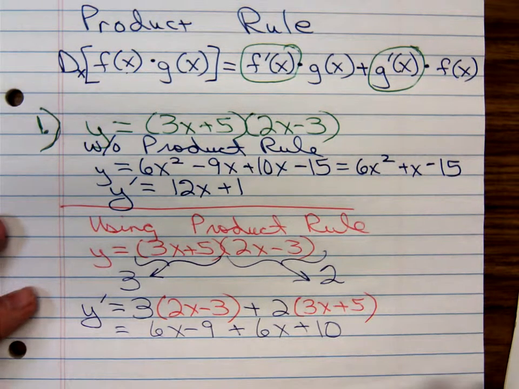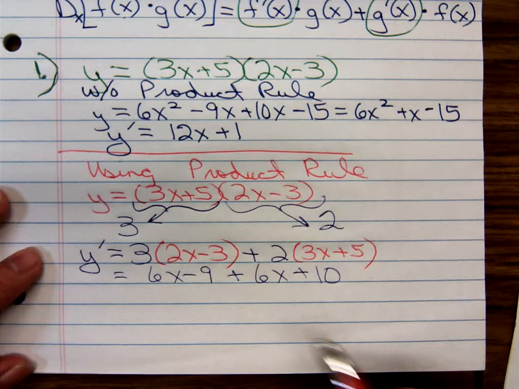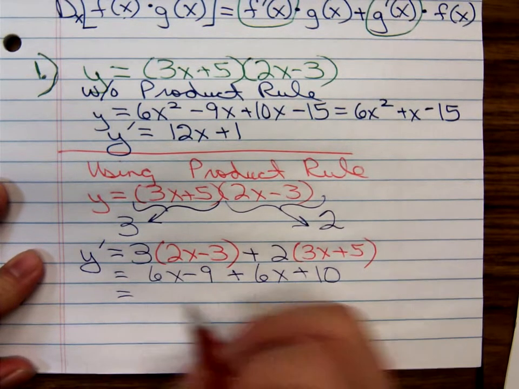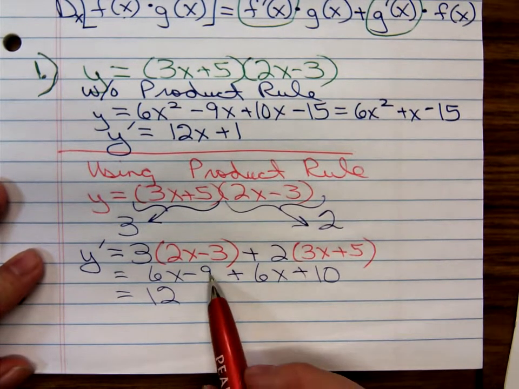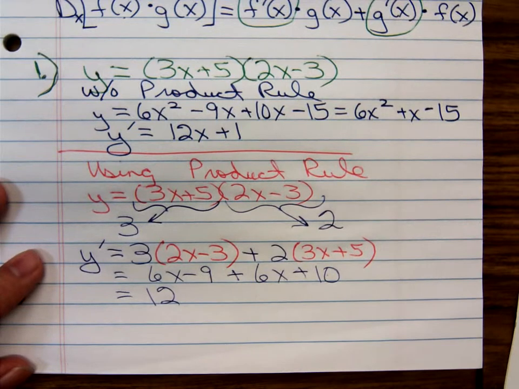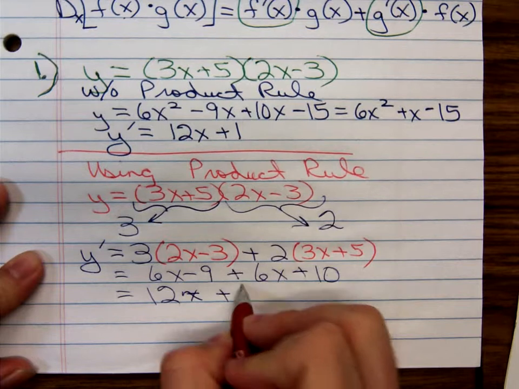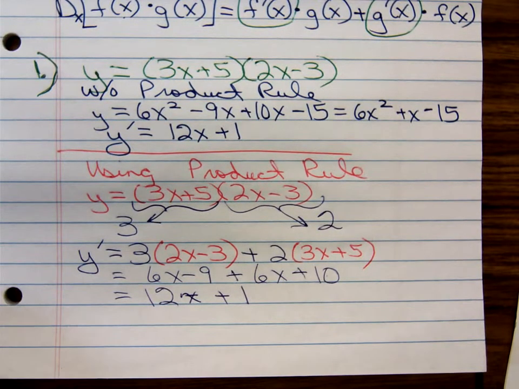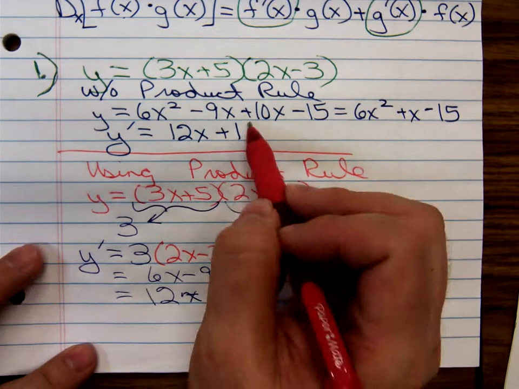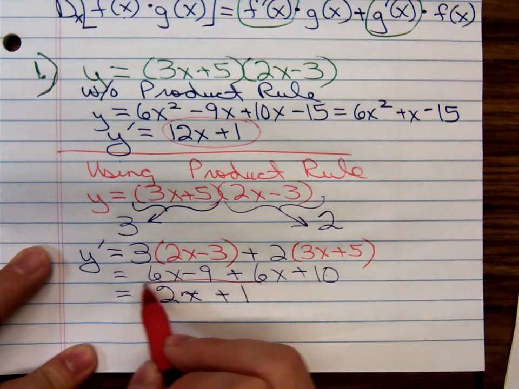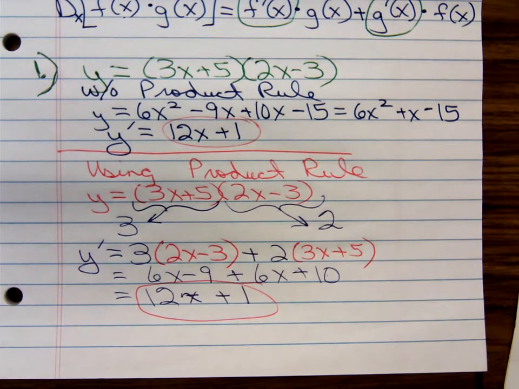Combine our like terms. That's going to give me 6x plus 6x, there's the 12x. Negative 9 plus 10 gives me a 12x plus 1. Is that what we got up there when we were differentiating? Yeah. In both cases, we got a 12x plus 1.